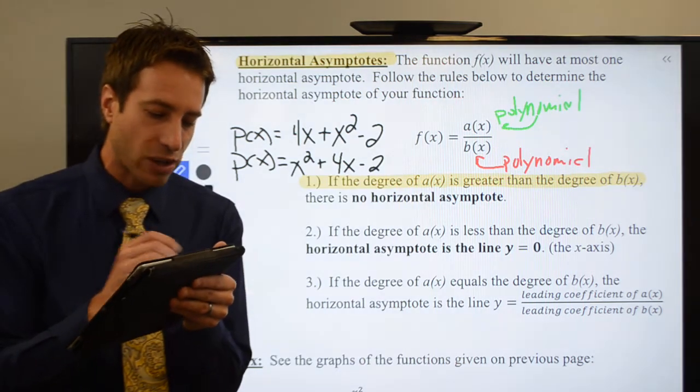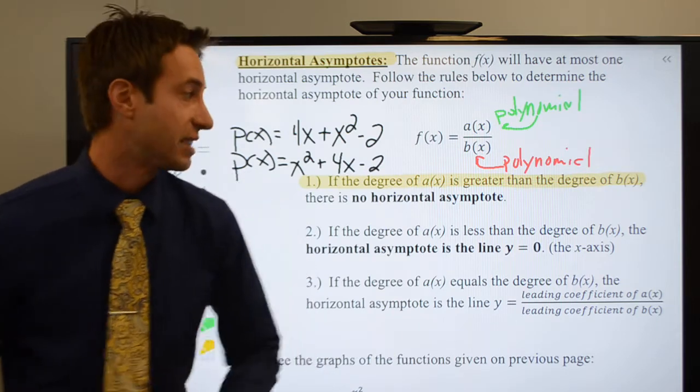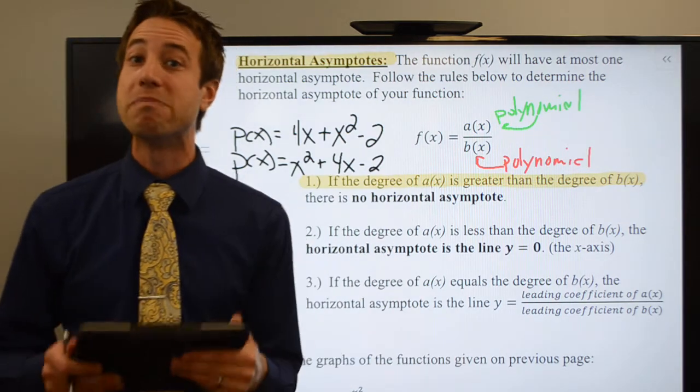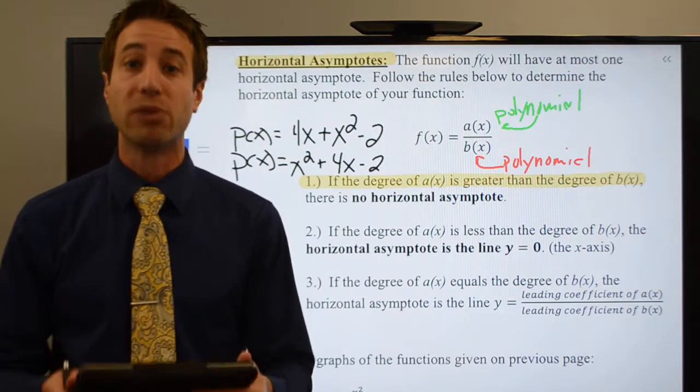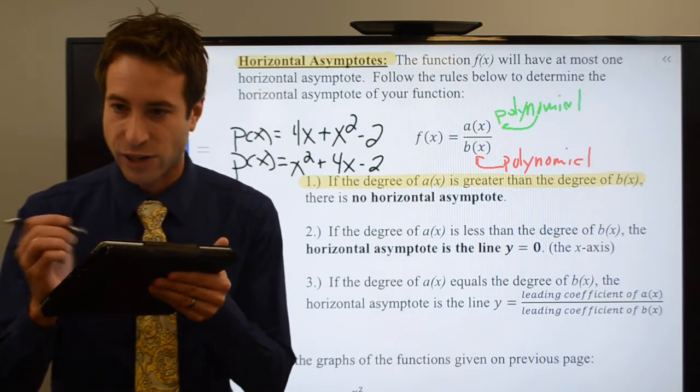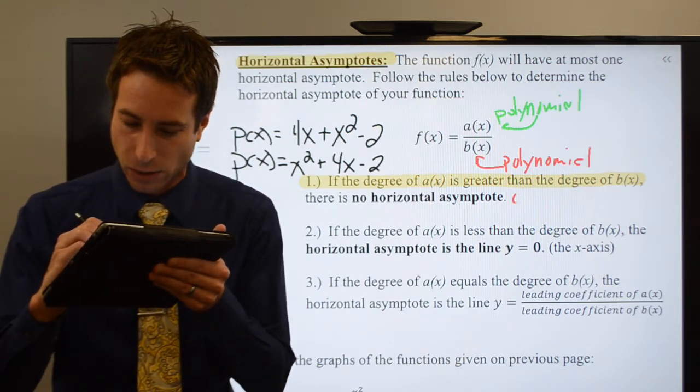We'll talk about this more later when we start doing some problems, but it turns out no horizontal asymptote means that you have an oblique asymptote. Actually, it will be a slanted asymptote.